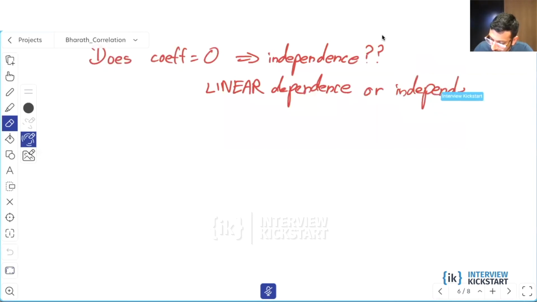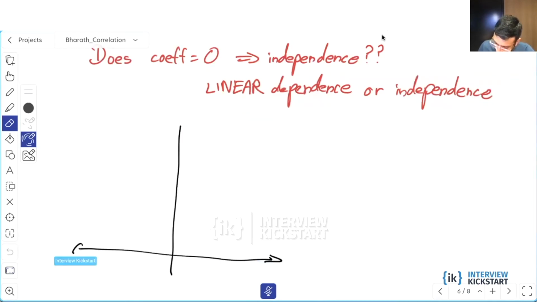And this should give us a clue. So let's pick an example, right? Let's take a curve that looks like this. Let's take the equation y is equal to x squared. This is not a linear dependence, but what does it look like if we were to plot, say, 5 points?